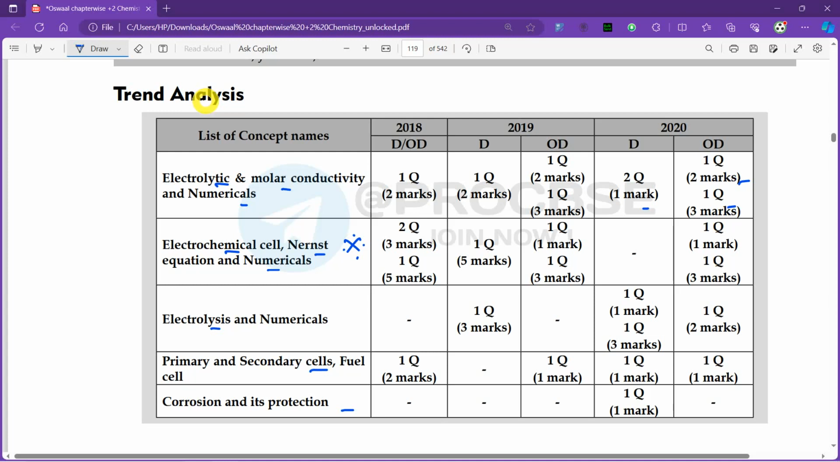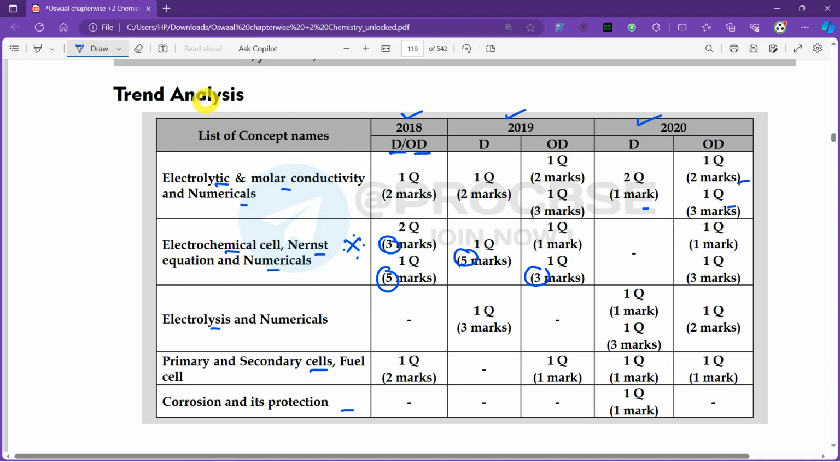And this is most important. This will be asked in 5 marks as well as 3 marks. Right? You can look here, 5 marks as well as 3 marks. You can see here, this is 2018, this is 2019, and this is the 2020 analysis. D means Delhi, O means outside Delhi. That is not necessary for us.